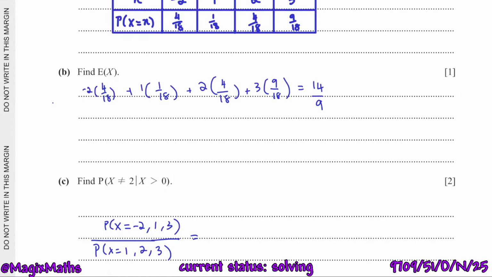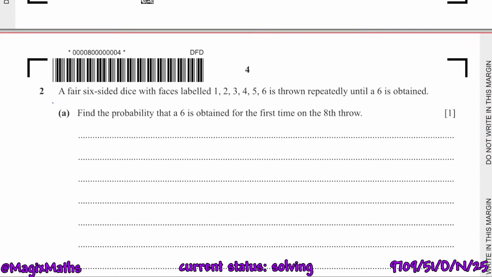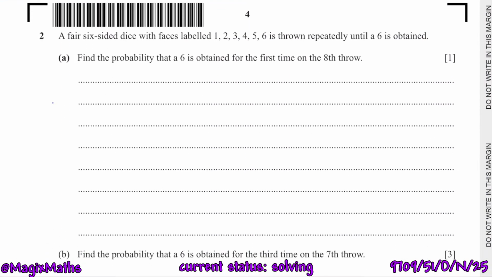So the first one is -2 is 4 over 18, plus 1 over 18, then plus 9 over 18, and then we divide by 1 over 18 plus 4 over 18 plus 9 over 18. And if you put it in the calculator, I think we're supposed to get 1. We'll verify the answer later. So, moving on to the next question.